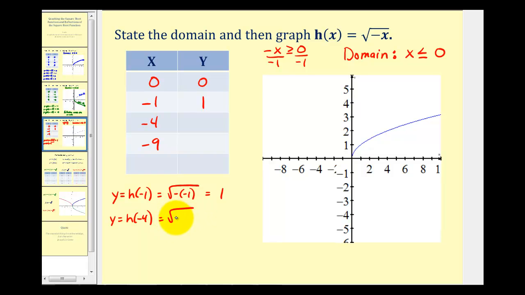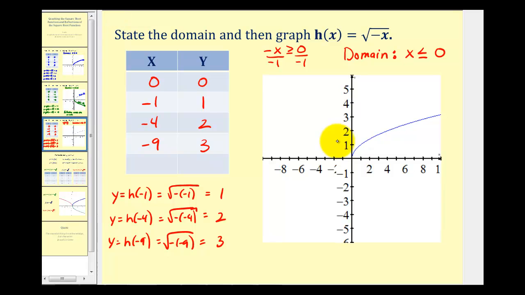So we'll have the square root of -(-4), which ends up being the square root of 4, or 2. And then lastly, when x is -9, y is equal to h of -9. So we'll have the square root of -(-9), or the square root of +9, which is 3. So notice here, when we have the square root of -x, the result is the x-coordinates have changed sign.